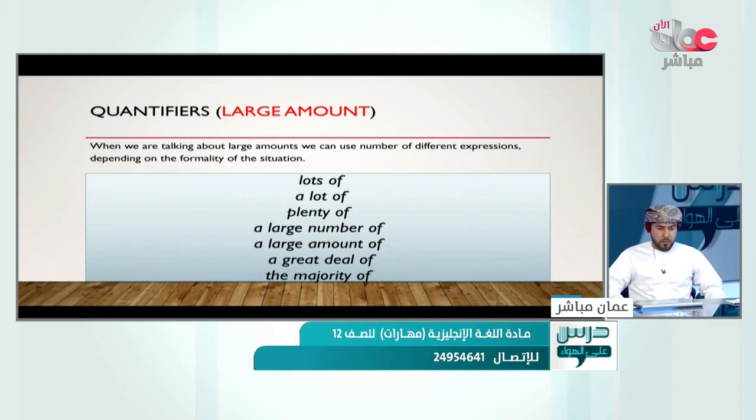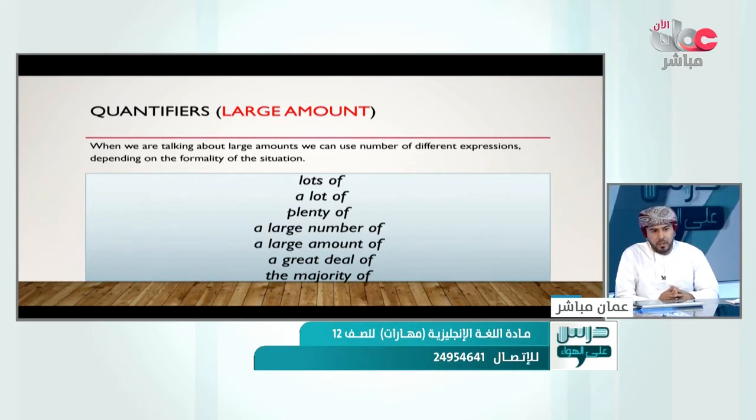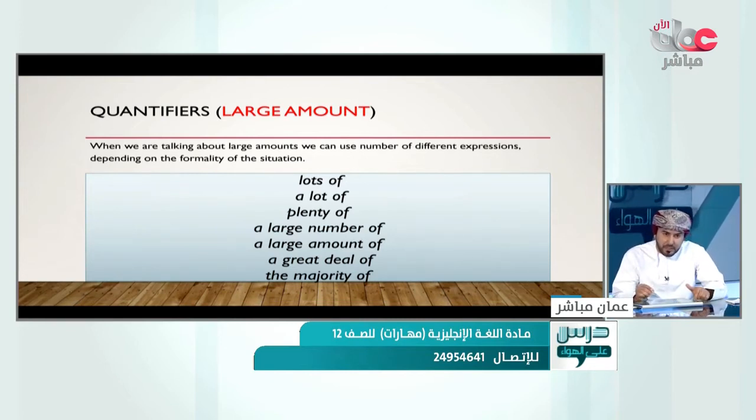So guys, we just have done the first part of quantifiers, which is about small amounts. Let us move to the second part, large amounts. A large amount of nouns can be expressed by a number of different expressions, depending on the formality. Here we have some expressions, like lots of and a lot of.